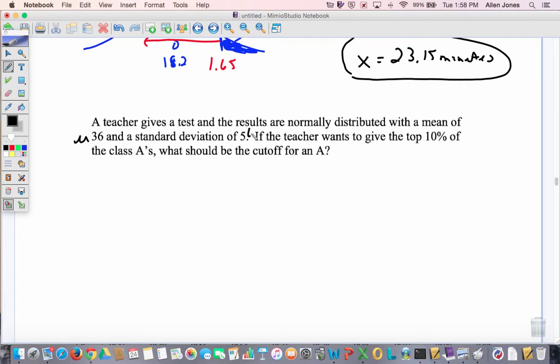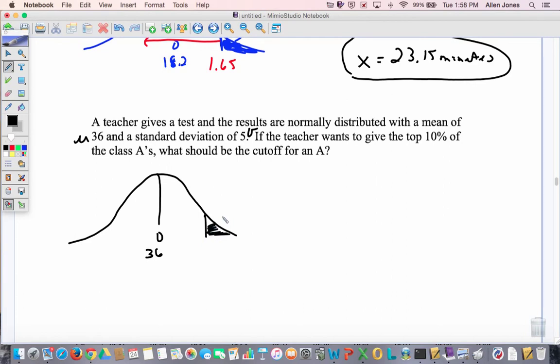So one more time, just to make sure we're crystal clear on that idea, a teacher gives a test and the results are normally distributed with a mean of 36. So there's our mean and our standard deviation of 5. There's our sigma. If the teacher wants to give the top 10% of the class A's, what should be the cutoff for an A? I'm going to start with our curve here.